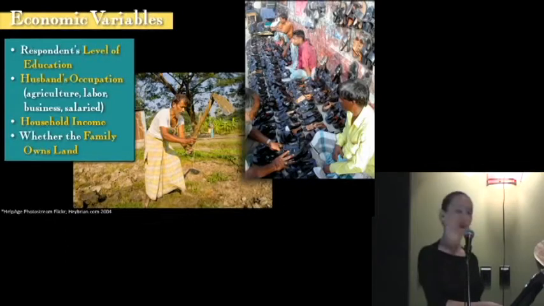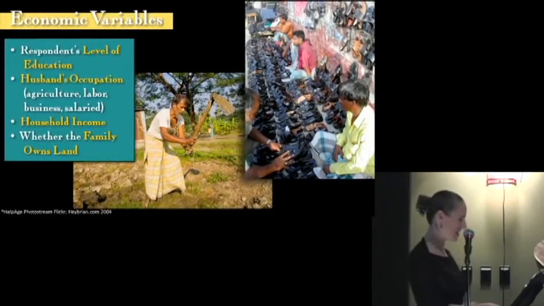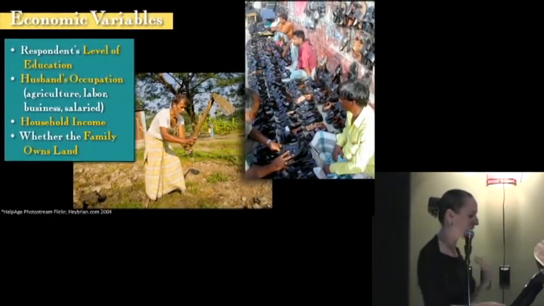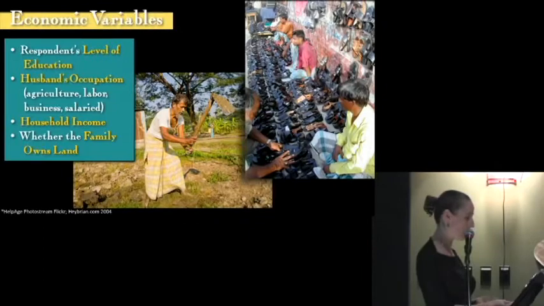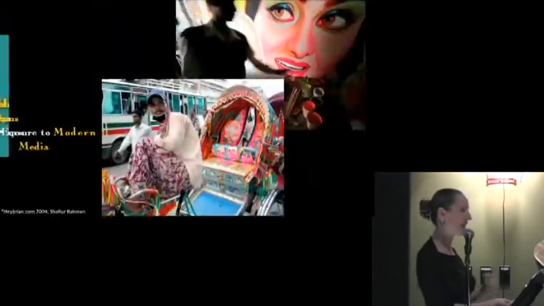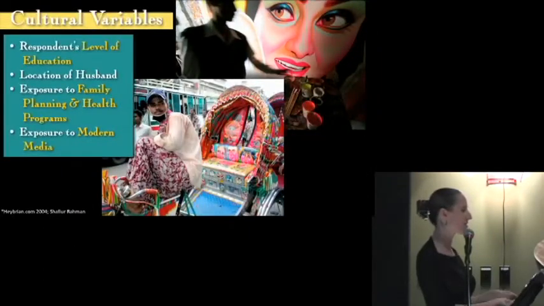Likewise, we collected and analyzed 13 indicators of economic motivations for fertility reduction. Of those, only the listed variables had independent effects, with the woman's level of education and land ownership having stronger effects than husband's occupation or income.